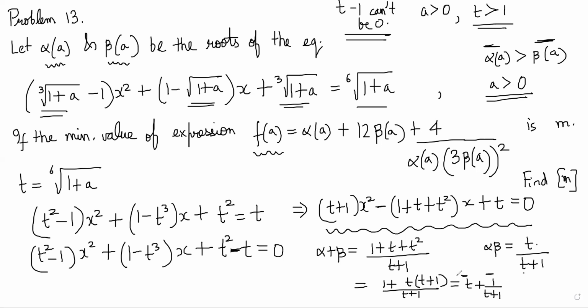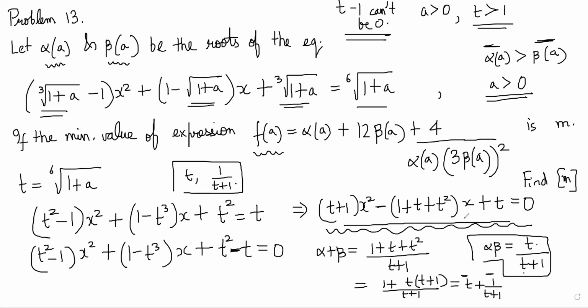So you can even see that the roots are t and 1 by t plus 1. These are the roots, right? Because sum of the roots will also fit and product of the roots will also fit. If you're not convinced, just solve the quadratic for x, right? By the quadratic formula, you'll get these roots. Now, we know that alpha a is bigger than beta. So which one is bigger? T is obviously going to be bigger than 1 by t plus 1 because t is greater than 1 here, right? So for greater than 1 values, t is bigger. So basically our roots are alpha should be t and beta should be 1 by 1 plus t, right?